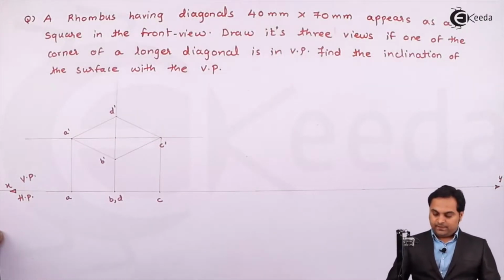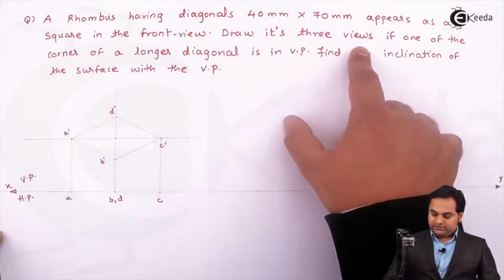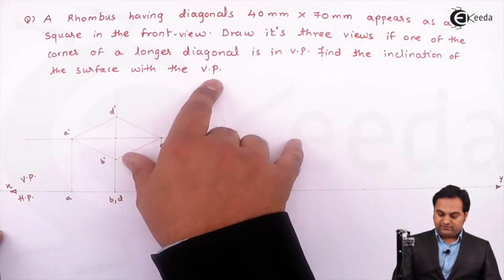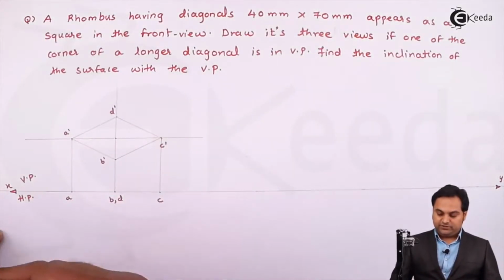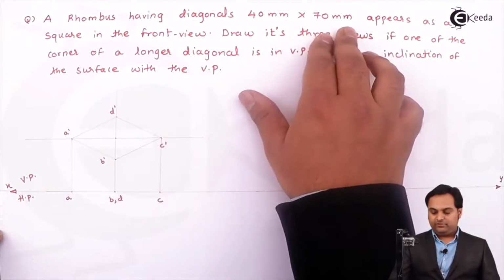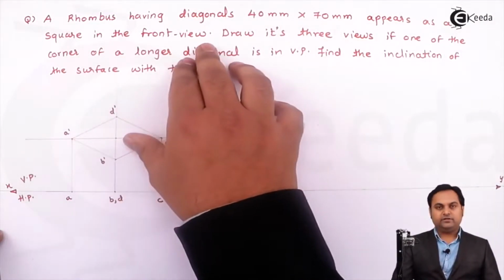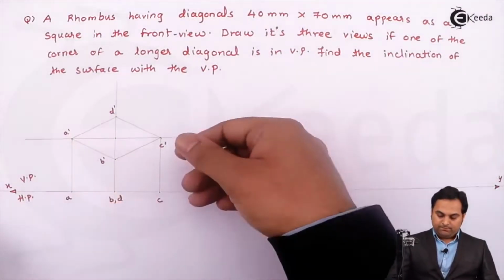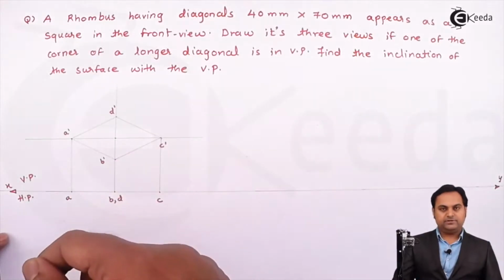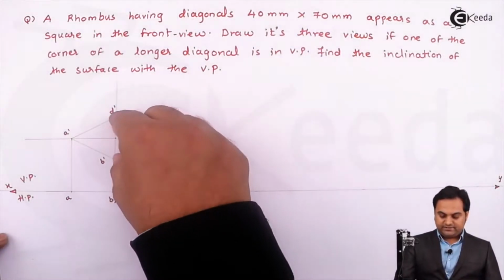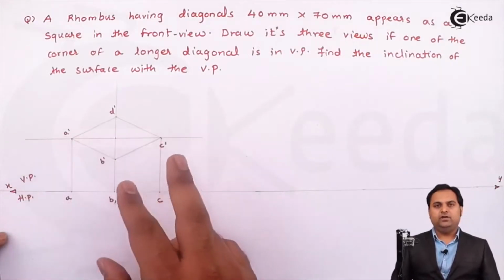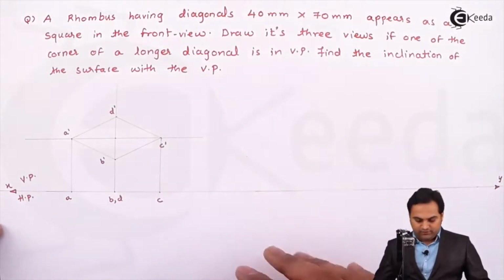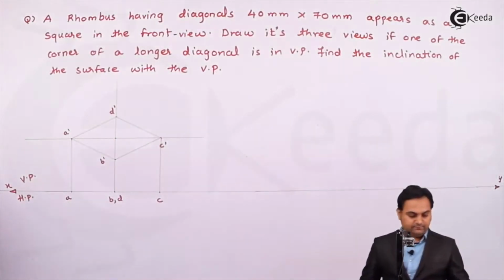The next condition: draw its three views if one of the corners of a longer diagonal is in VP. Find the inclination of the surface with VP, and previous to that it was given that the rhombus having diagonals 40 mm into 70 mm appears as a square in the front view. Now this rhombus will be turned, keeping A dash fixed, picking up C dash. I am going to turn this rhombus in such a way that the diagonals B dash D dash and A dash C dash become equal, because when the diagonals are equal, we are going to get a square in the front view. For that, I'll keep the shorter diagonal as it is.